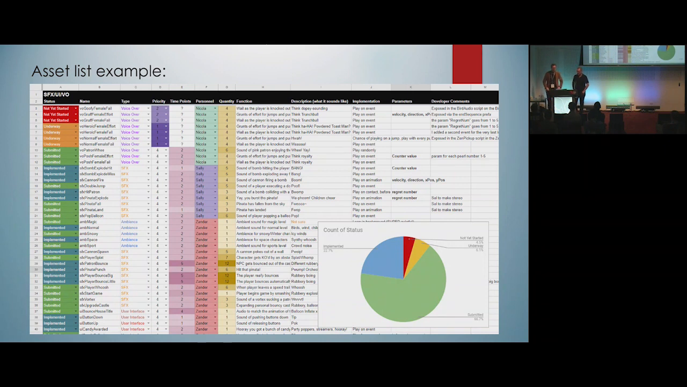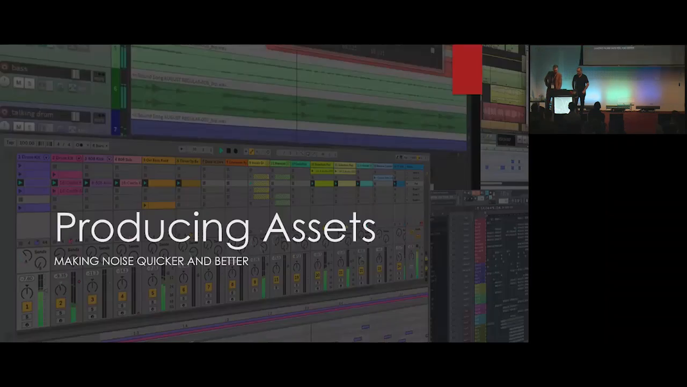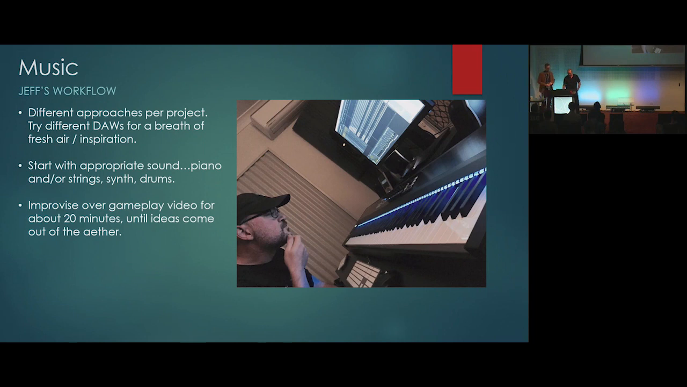But let's move on to the real meat and potatoes. I want to hear about making assets. Okay. So Jeff, would you please tell us about your composing process? My composing process. Okay. We're going to switch gears here. In fact, the whole talk, we just keep switching gears into different parts of things. So, yes, my favorite part here: creative process and workflow.